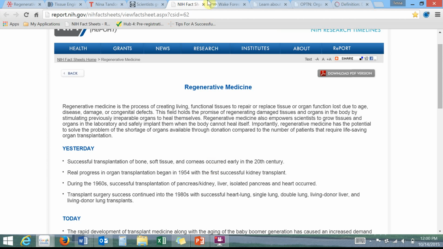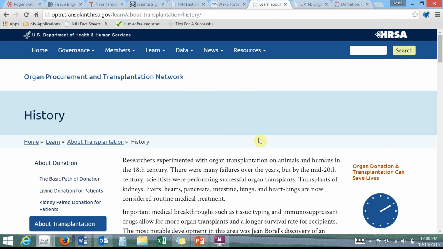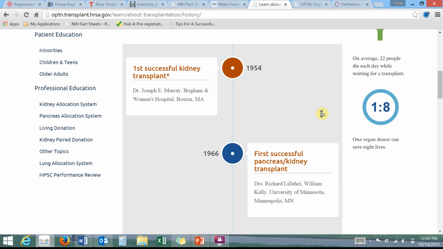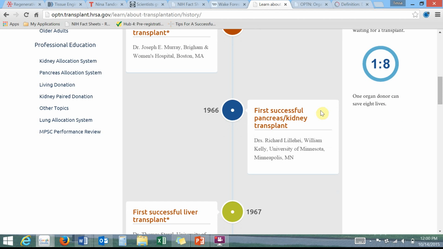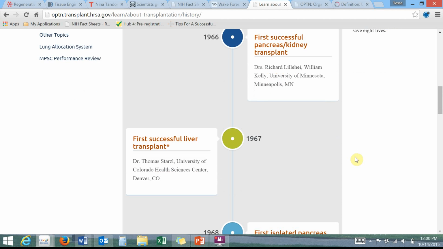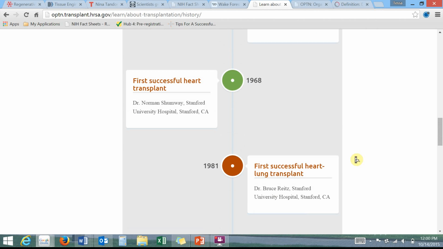In 1954, Dr. Joseph Murray constructed the first successful organ transplant of a kidney. And then after this and into the 60s, many doctors started to give organ transplants, the most common being the pancreas, the kidney, the liver, and the heart.